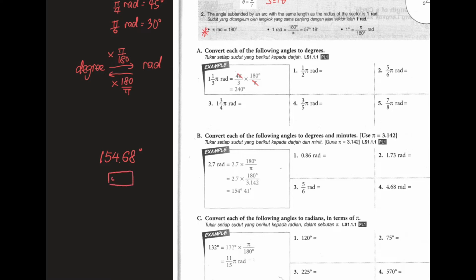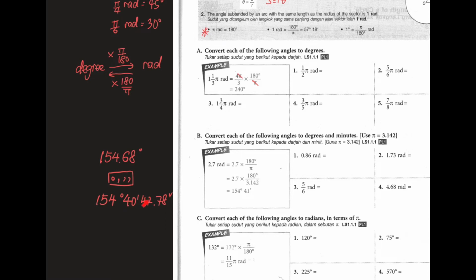If you want to change it to degrees and minutes, there is a particular button in the calculator, which is like this, followed by comma, comma, comma. So you can press that. Then you will get 154 degrees, and then 42.78. You will see something like this. This is actually minutes, and this is seconds.